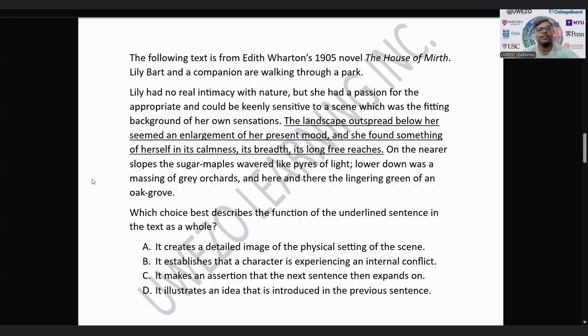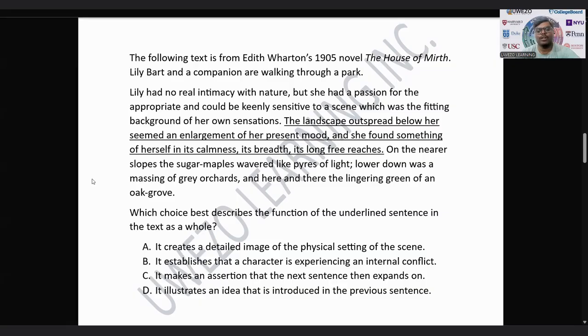Lily Bart and her companion are walking through a park. Lily had no real intimacy with nature, but she had a passion for the appropriate and could be keenly sensitive to a scene which was the fitting background of her own sensation. The landscape outspread below her seemed an enlargement of her present mood, and she found something of herself in its calmness, its breadth, its long free reaches. On the nearer slopes, the sugar maples wavered like pyres of light. Lower down was a massing of grey orchards, and here and there the lingering green of an oak grove.